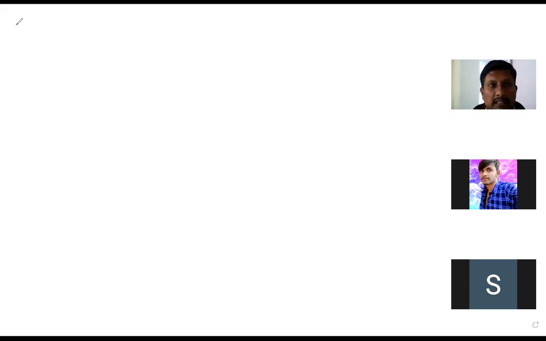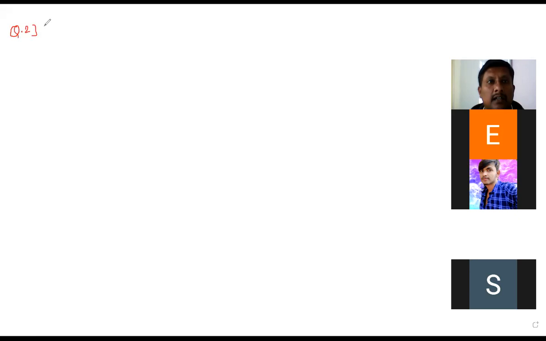So can we solve that example, or can we go with the hybrid parameter? Okay, that problem we can complete. It will take hardly 15 to 20 minutes. Then we can start the hybrid parameter.